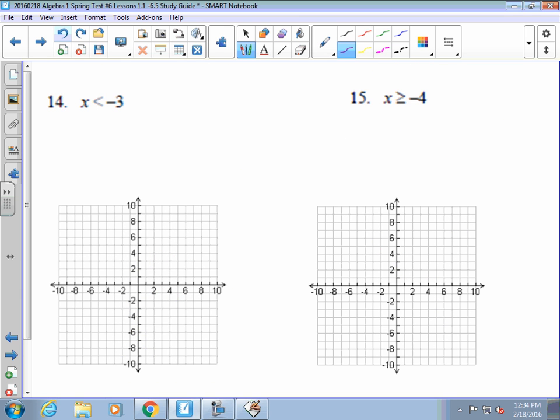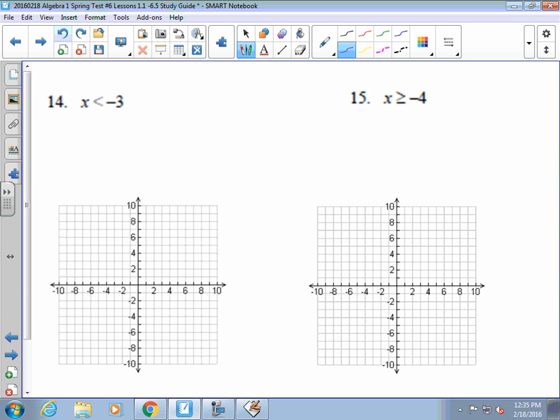Number 14 and 15 only have one variable. One of them says x is less than negative 3. One of them says x is greater than negative 4. You're still graphing them, however, in two variables. You're graphing them in two planes or in one plane, two variables.